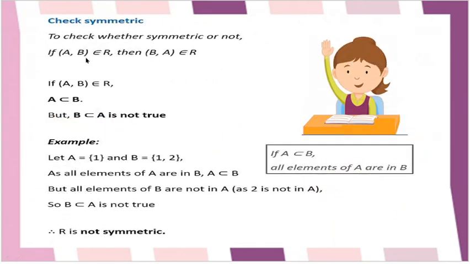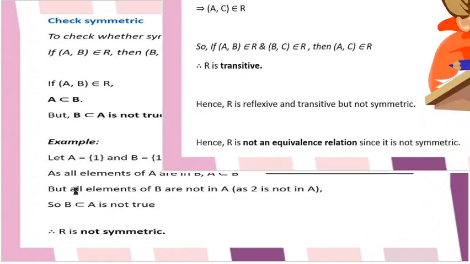so (A, A) belongs to R for all A, so this is reflexive. Now let's check symmetry. If (A, B) belongs to R, then (B, A) also belongs to R. If (A, B) belongs to R, it means A is a subset of B. But is B a subset of A? This is not true every time. Let A be {1} and B be {1, 2}, this set. As all the elements of A are in B, A is a subset of B. But B is not a subset of A. So this is not true every time. So the relation is not symmetric.